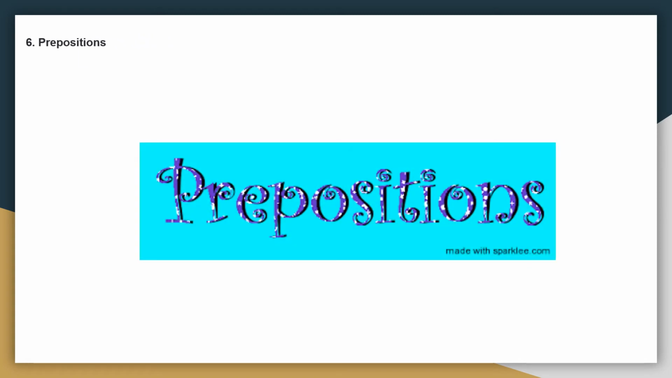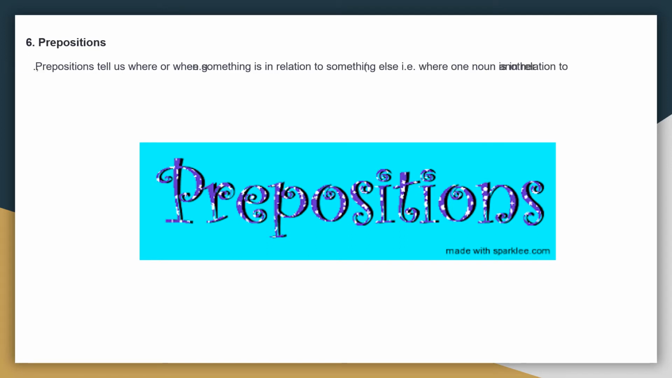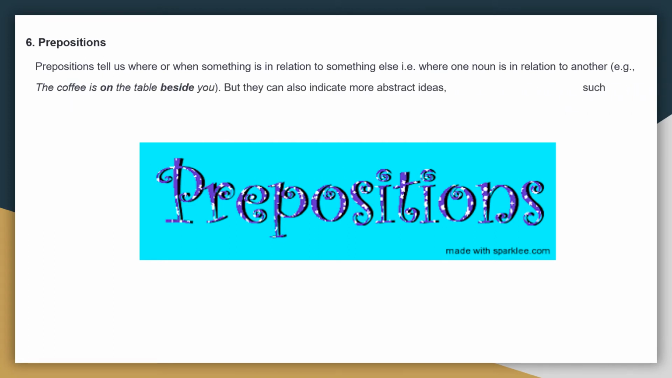Prepositions. A preposition tells us where or when something is in relation to something else. That is, where one noun is in relation to another. But they can also indicate more abstract ideas, such as purpose or contrast.